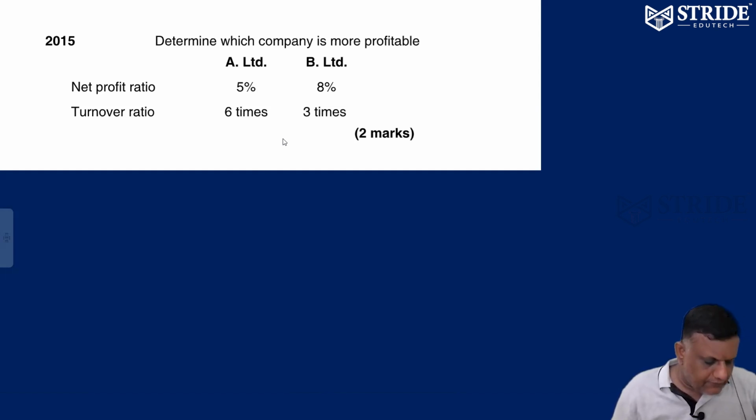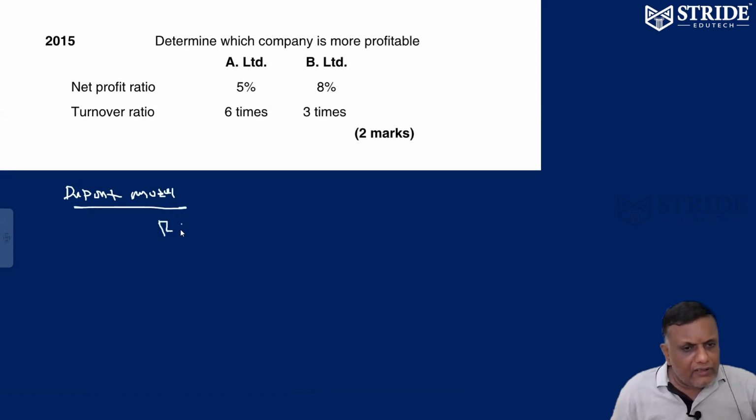So let's start. Net profit ratio is given, and turnover 6 times. First, before you proceed, do you know what the DuPont chart is? DuPont is an American engineering company. In its name we established a relationship between return on equity, net profit ratio, asset turnover ratio, and equity multiplier. This is the DuPont model.